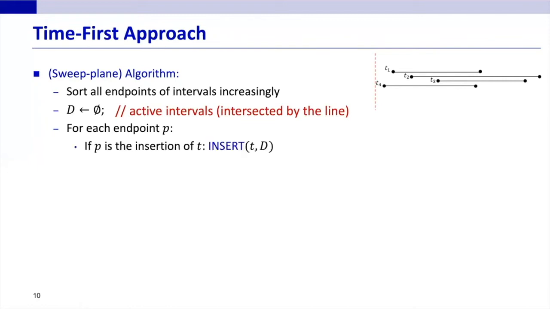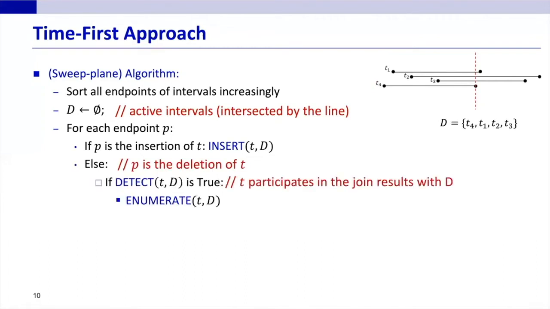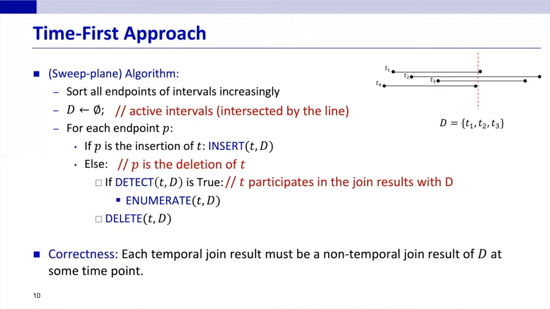More specifically, for each endpoint encountered, we distinguish 2 cases. If it is an insertion of tuple T, we just add T to D. Otherwise, we enumerate all the joint results participated by T if there exist any, and remove T from D. The correctness behind this algorithm is that each temporal joint result must be the non-temporal joint result of D at some time point. Then our next question is how to organize active tuples in D for supporting insertion, deletion, detection, and enumeration efficiently.